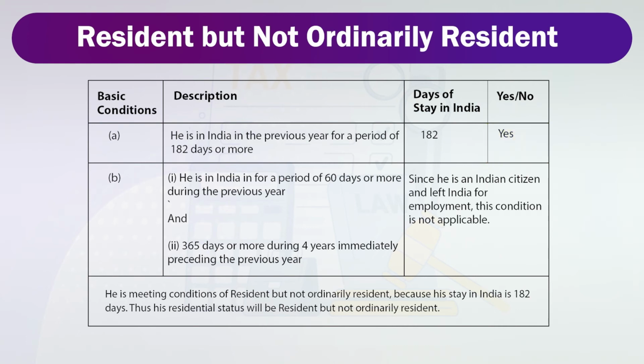Basic condition B says he is in India for a period of 60 days or more during the previous year and 365 days or more during 4 years immediately preceding the previous year. Since he is an Indian citizen and left India for employment purpose, this condition is not applicable. He is meeting conditions of resident but not ordinarily resident because his stay in India is 182 days. Thus, his residential status will be resident but not ordinarily resident.